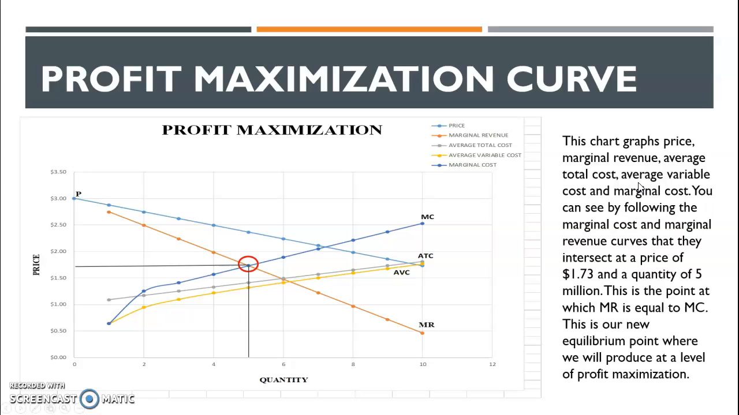This chart graphs price, marginal revenue, average total cost, average variable cost, and marginal costs. As you can see, the marginal cost and marginal revenue curves intersect at the price of 173 and a quantity of 5 million, right in the middle. This is the point at which MR is equal to MC. This is our new equilibrium point, where we will produce at the level of profit maximization, MR equals MC.